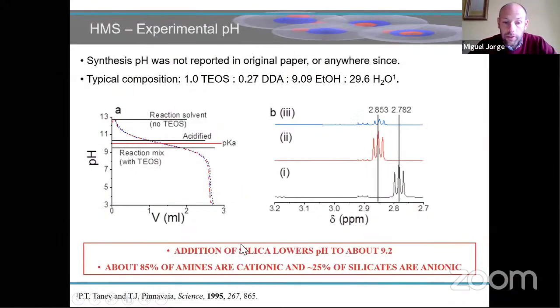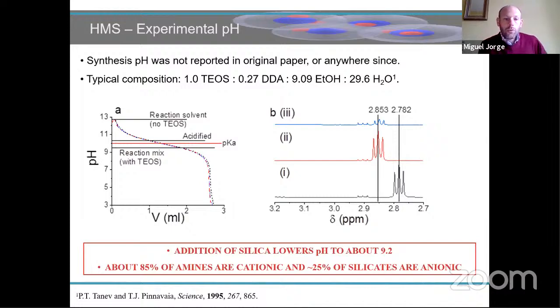And our experiments show that the pH is not neutral in the synthesis of these materials. It's about 9. And at that pH, actually about 85% of the amines are protonated, and about a quarter of the silicates are anionic. So already from basic experiments, we can see that the postulate of Tanev and Pinnavaia's neutral templating mechanism is probably not correct, because there's a lot of charge going around the system. Okay? And so what we try to do is then run simulations to understand what's happening really in these systems.